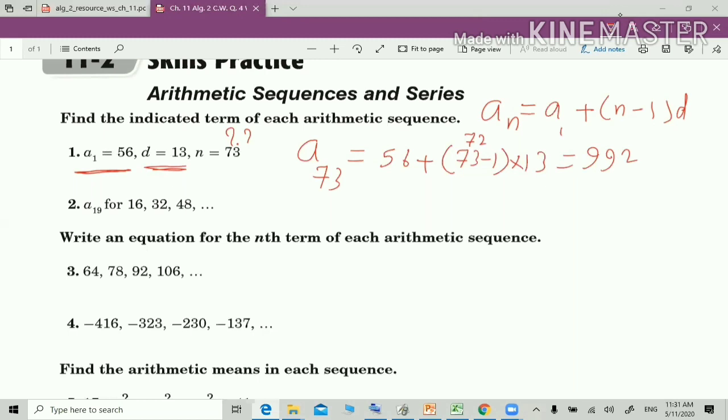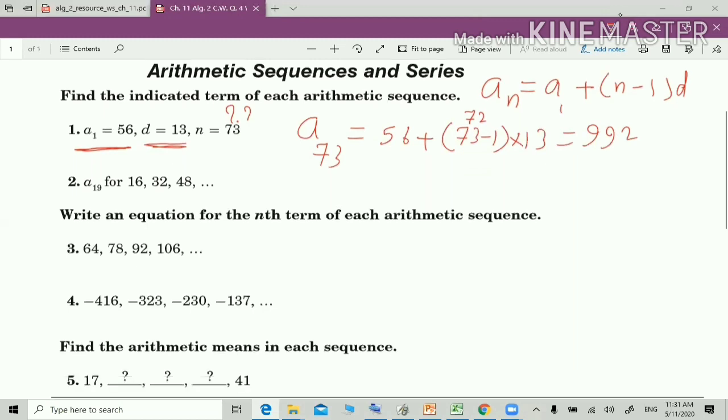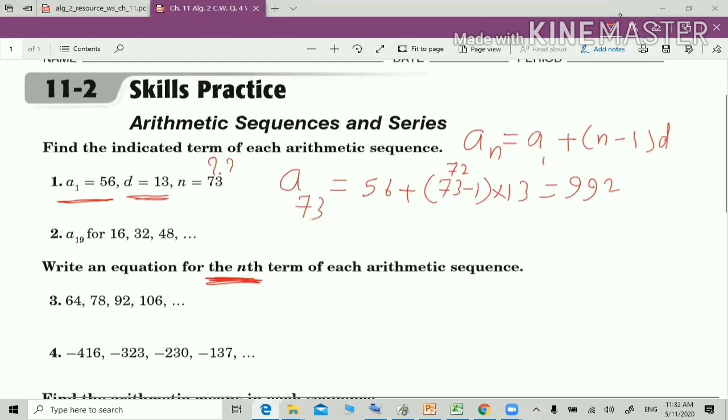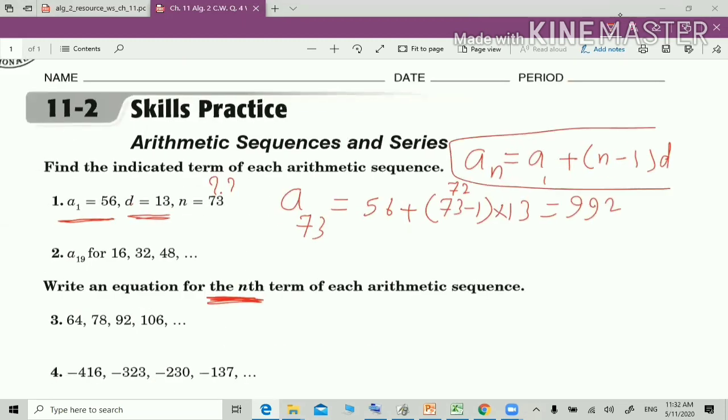Now we can find any term in an arithmetic sequence. Right. The next part of our lesson: write an equation for the nth term. Look. What does nth term mean? That formula is called the nth term. We call it nth because it gives you any term you like. What do we have in that formula? A1 and D, the difference.